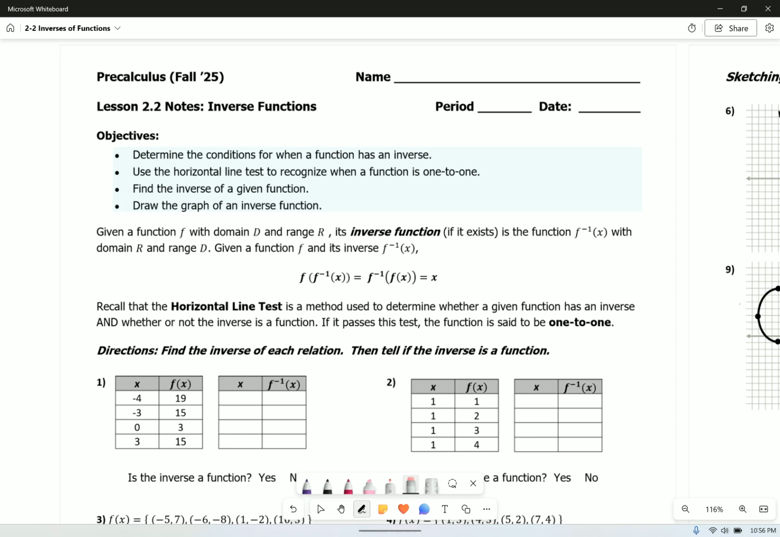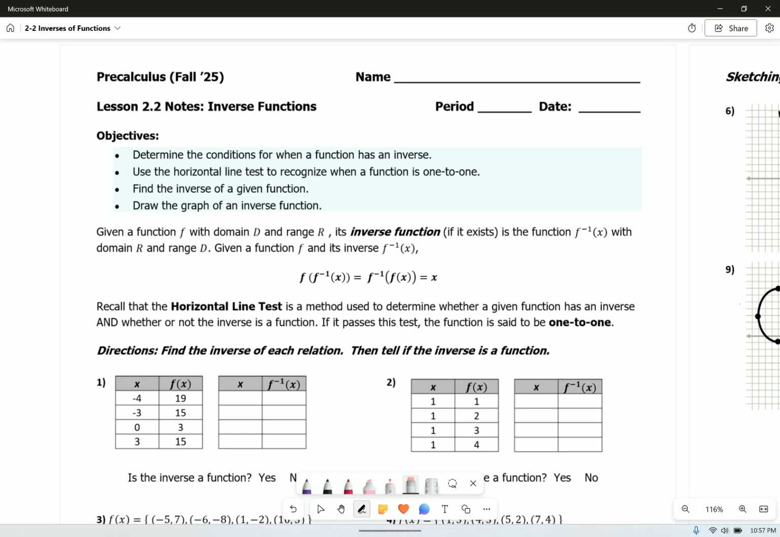Lesson 2.2 goes over some of the introductory content with regards to inverses, and the objectives that we're going to cover specifically today are listed there in bullet form. So if you can pause the video and read those and then come back to me. Okay, so what exactly is an inverse of a function, and how can we justify that two functions are inverses? These are several of the questions that we are going to answer today.